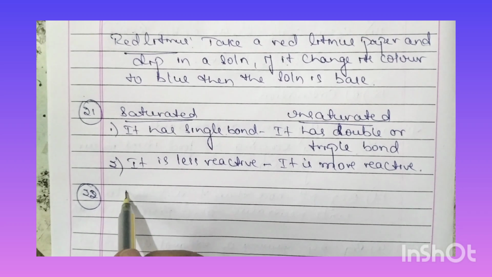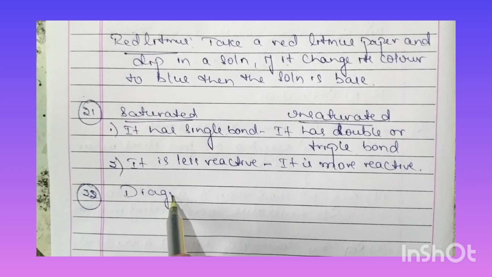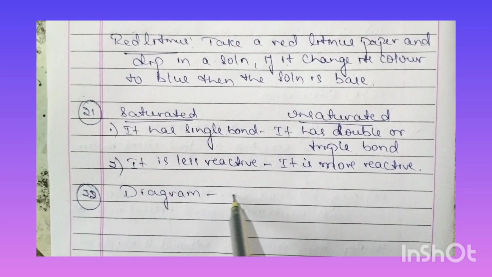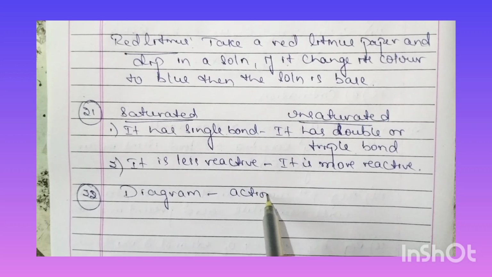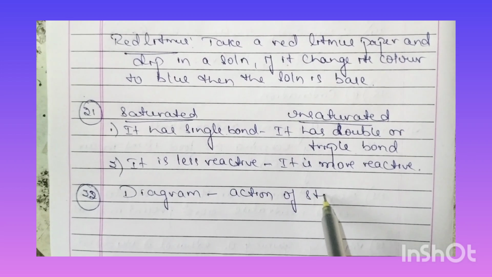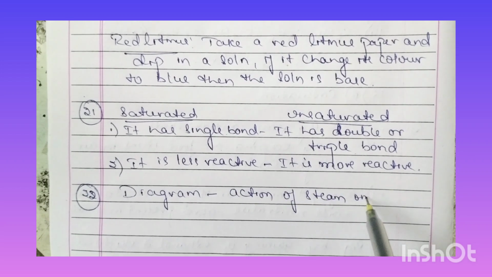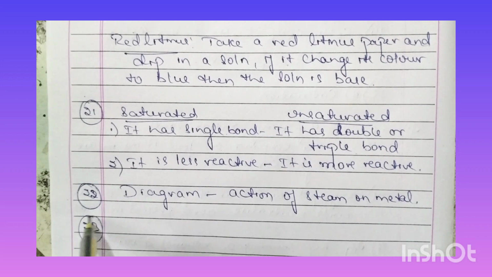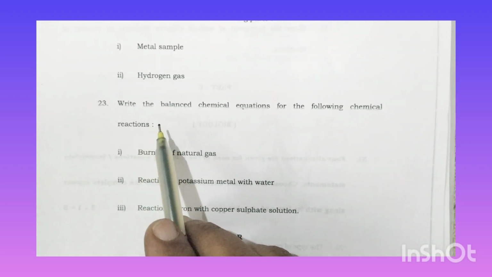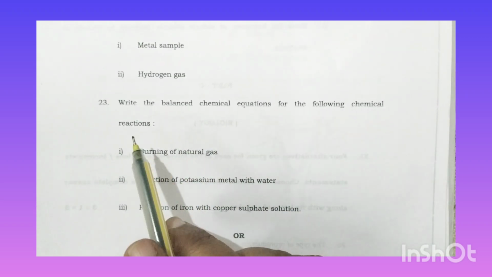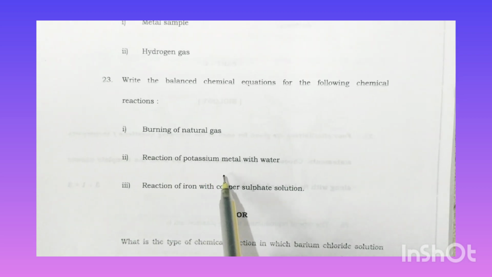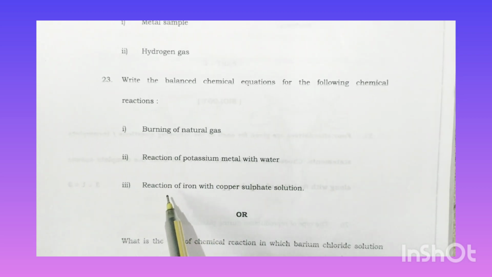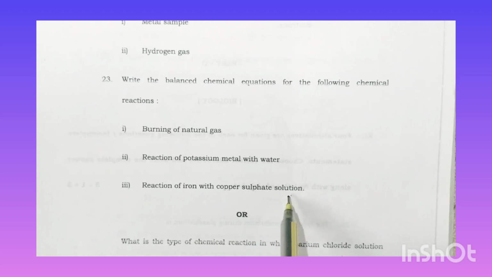Then 22nd question is a diagram question, that is action of steam on metal. Then let us move for 23rd question. In the 23rd question they have given, write the balanced chemical equation for the following reaction: burning of natural gas, reaction of potassium metal with water, reaction of iron with copper sulfate solution.